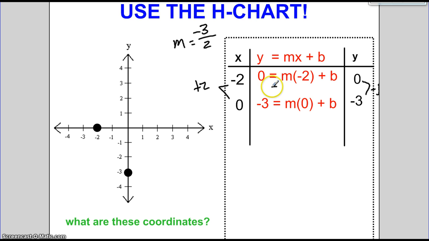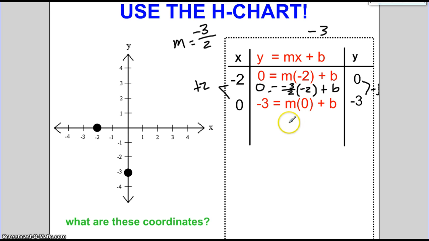0 equals negative 3 over 2 times negative 2 plus b. Well, the 2's cancel, negative 2 times negative 3 is positive 6, divided by 2 is positive 3. So my b term should probably be a negative 3. I didn't write it out because there's not a lot of room, so let me try this one.